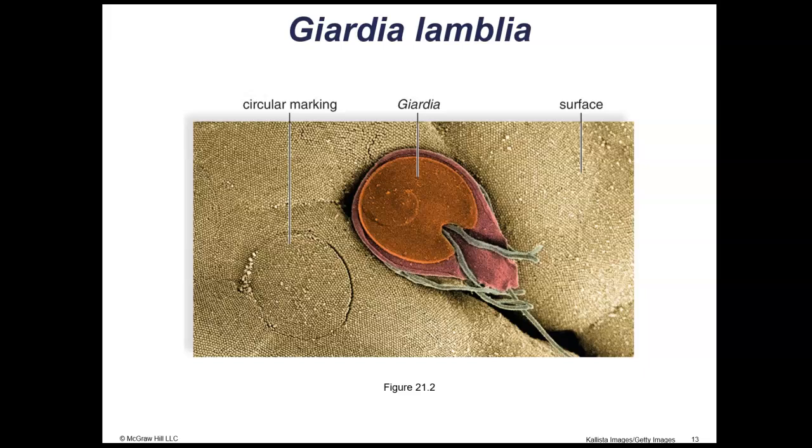This is part 2 of the lecture notes for chapter 21. This is an image of Giardia under an electron microscope, obviously, because you see such detail.